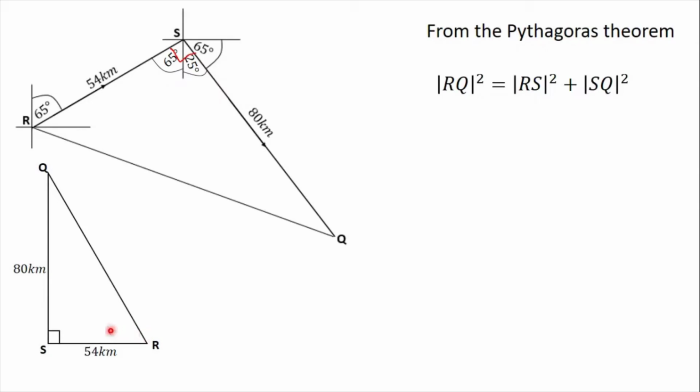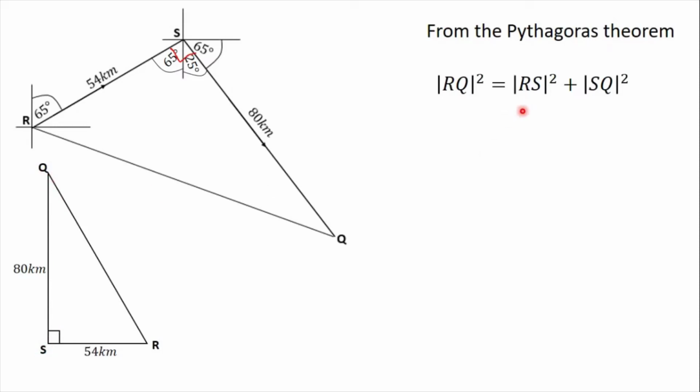So what this means is that if you come to this triangle here, the square of the longest side, which is RQ, that is the line that we are interested in, the square of that line is equal to the sum of the squares of the other two sides. So the square of RS plus the square of SQ.